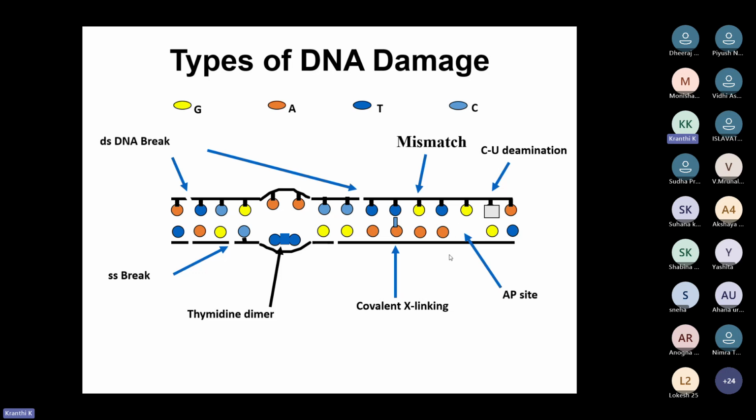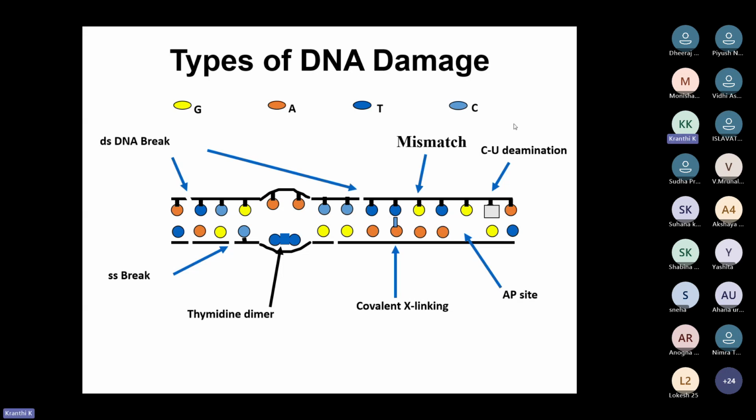Then there is an AP site. What do you mean by AP site? Here there is a nitrogen base, right? Here also we have a nitrogen base. So what is happening here? Apurination. Apurination means the purine got deleted. That is the reason this site is called the AP site, meaning apurination. Here the purine is not there. Then it has to add one more purine while repairing.